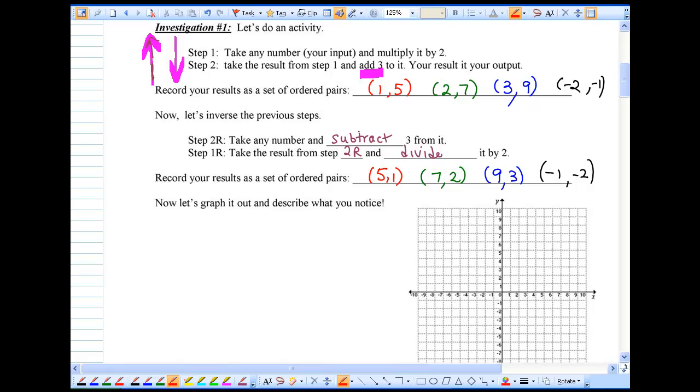1, 5 here. 2, 7 here. 3, 9 here. Negative 2, negative 1 down here. Then I'm going to do the inverse ones. I'm going to use an x for the inverse ones. 5, 1, that's over here. 7, 2, that's over here. 9, 3, that's over here. And then negative 1, negative 2, over here.